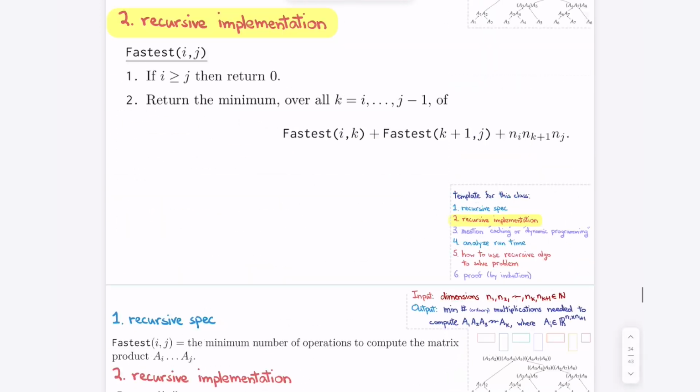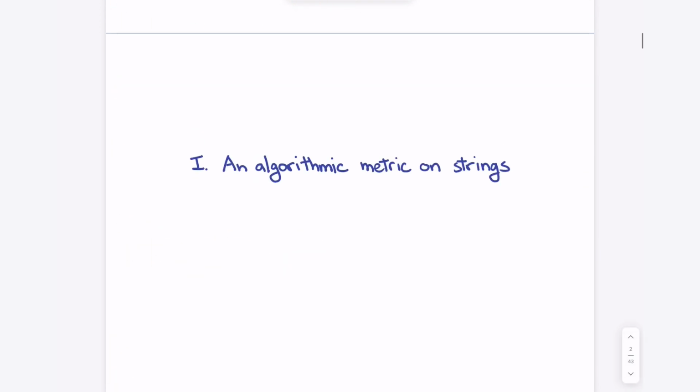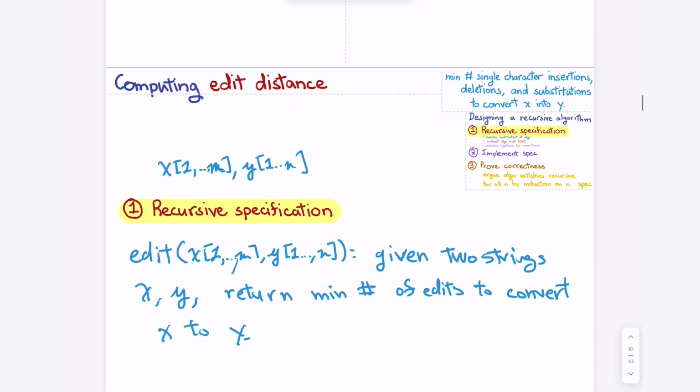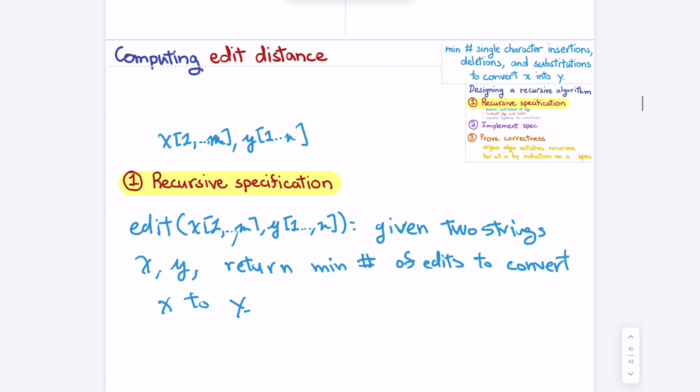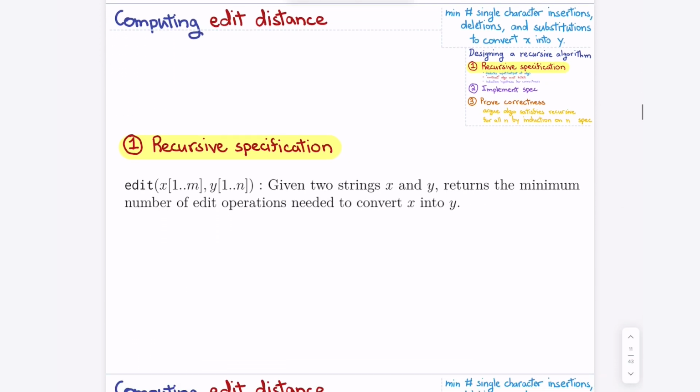So for example, most of the time last class, we talked about edit distance. So edit distance, the idea was you want to find a minimum number of changes to turn one string into another. And the steps we went through to make a recursive algorithm was first, let's just define what we're trying to do, get that set up.